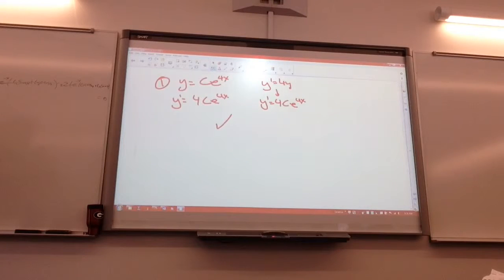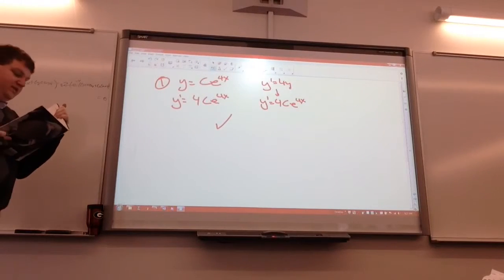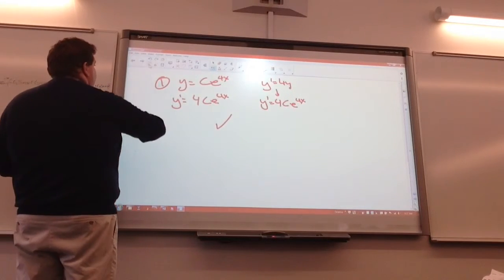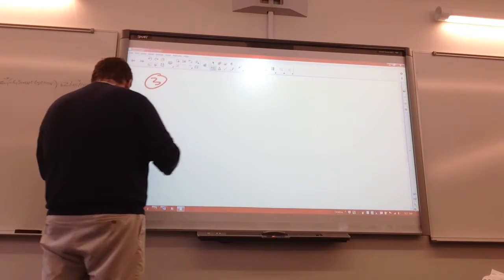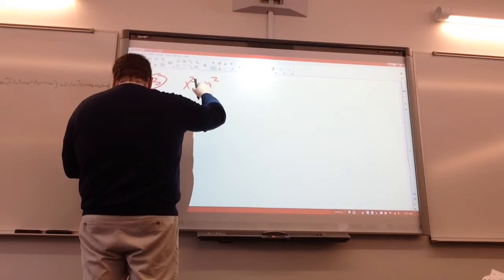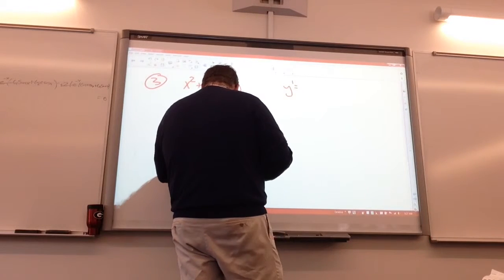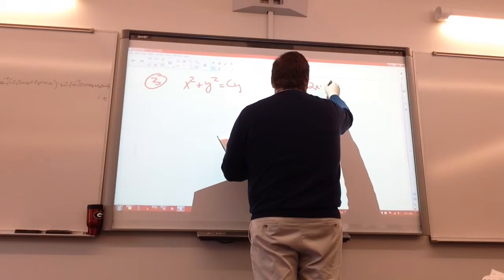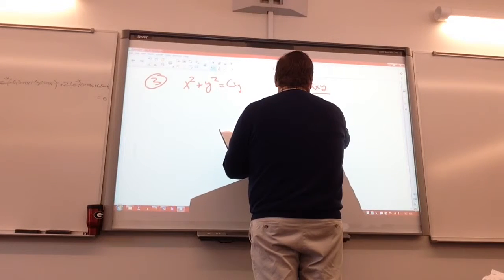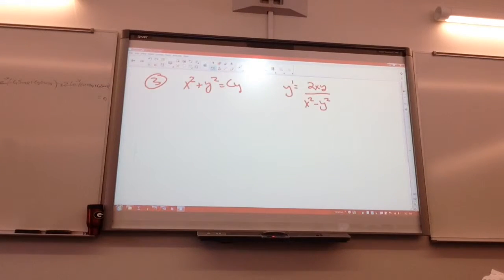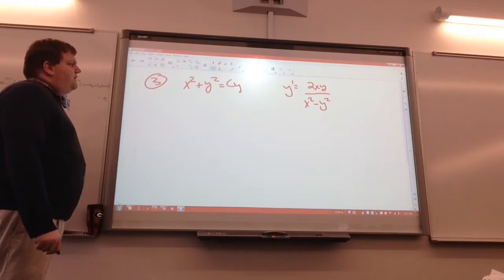Okay, number three is going to work the same way, although they add an extra layer of making this an implicit differentiation problem. So let's take a look at how number three works. We've got x squared plus y squared equals cy, and we want to show that y prime is going to be equal to 2xy divided by x squared minus y squared. So let's work this through and show you how it works out this way.